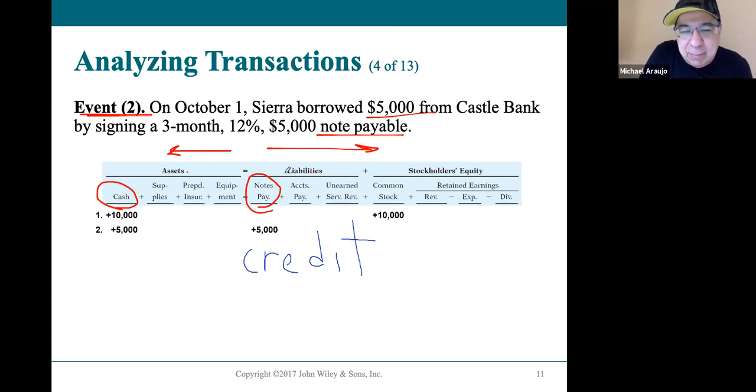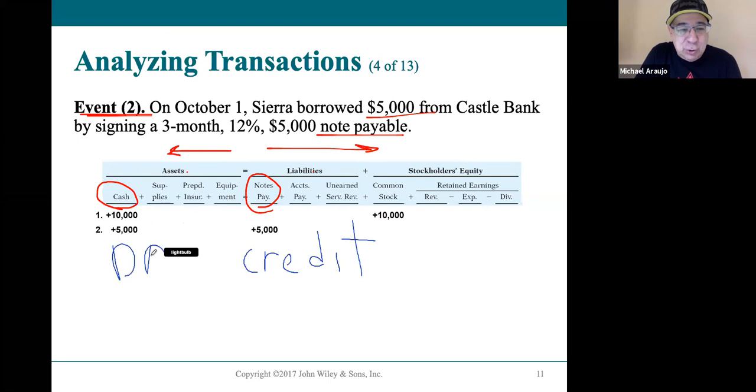Notes payable is a liability account. Liability accounts increase on the right side. Remember, all accounts have two sides. The left side is the debit side. The right side is the credit side. So we're just putting these things together. Cash is going to be debited by 5,000 because we have more cash. Cash is an asset account. Asset accounts also have two sides, and the left side of their account means more. So a debit to the cash account for 5,000 means more cash. Credit to notes payable for 5,000 means we have more notes payable.